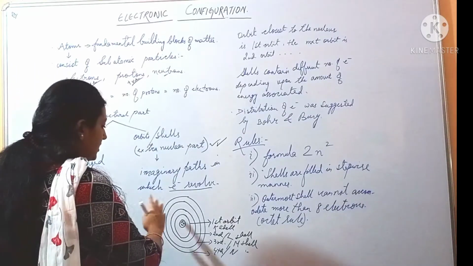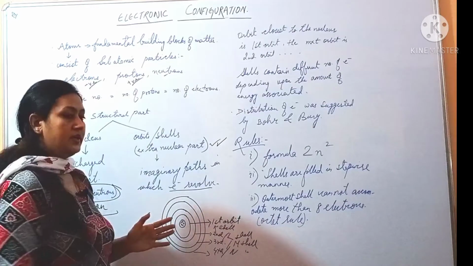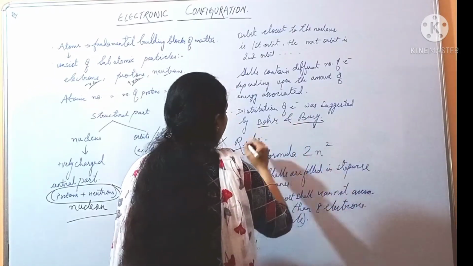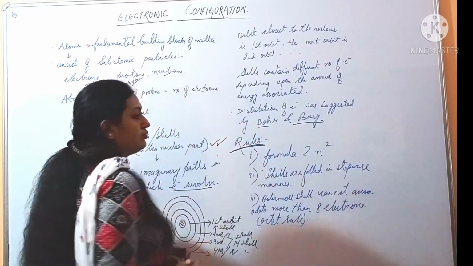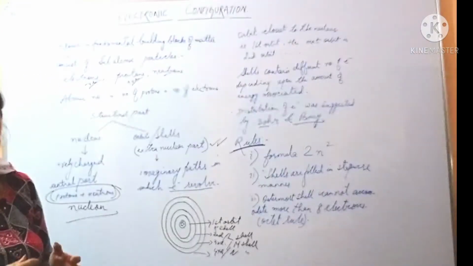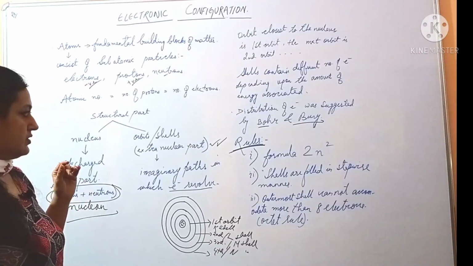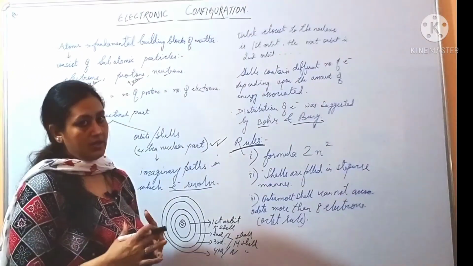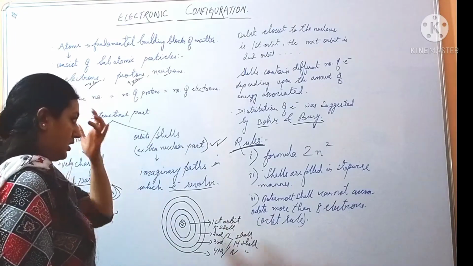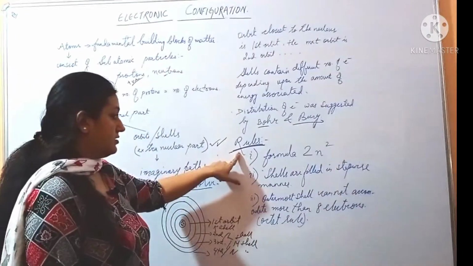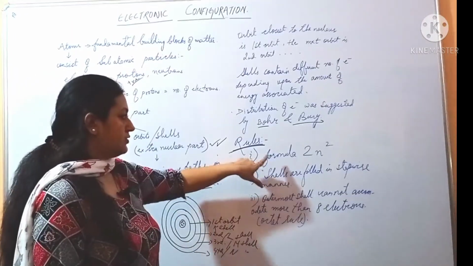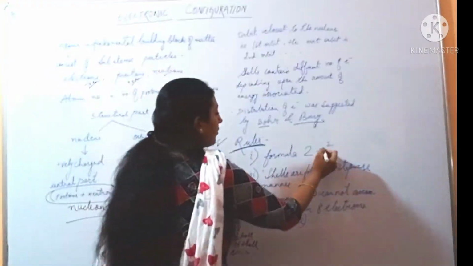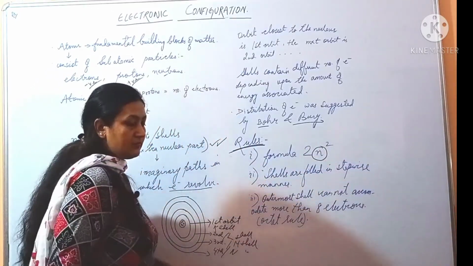Fine. Now these are distributed. The distribution of the electrons was suggested by Bohr and Bury, and there were some set of rules. There are some set of rules which are followed for writing the electron number in different orbits. The first rule is that it always follows the formula 2n squared, where n is the orbit number.